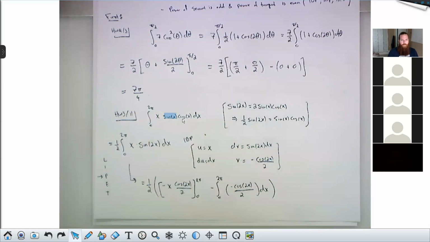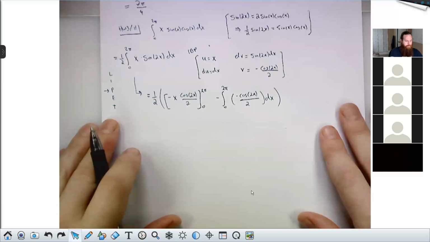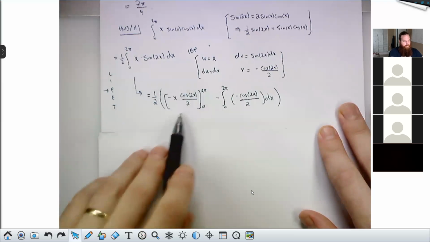So first I use the trig identity to rewrite this as sine 2x times 1/2, and I pop out the 1/2. And then I use integration by parts following my LIPET rule, where I pick u to be x and dv to be everything else. A micro u sub carries me from dv to v, and then I write down my IBP formula. My next step, I should evaluate this piece.